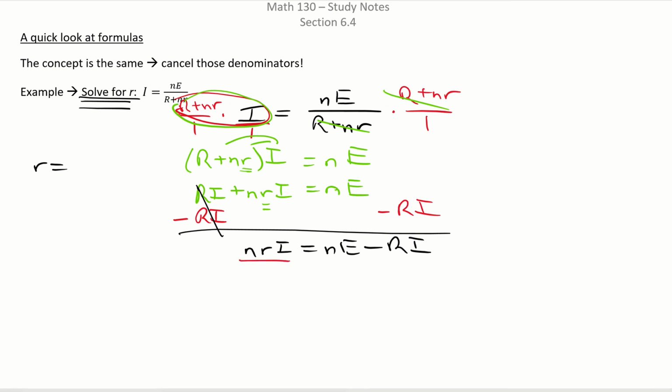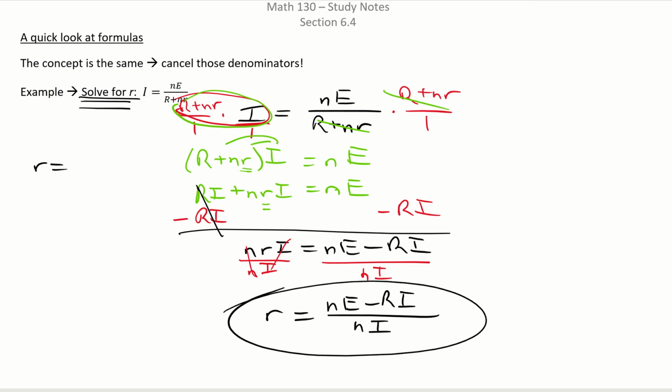We're going to divide both sides. You can go under, I'm going to go underneath both of them. You can do each one individually or both. I'm going to do it this way. I'm going to get rid of the n, cancel, and the I, cancel, and n and I over here. And I'm going to get an answer of r equals nE minus RI all over nI.